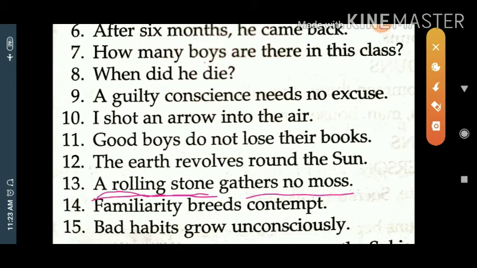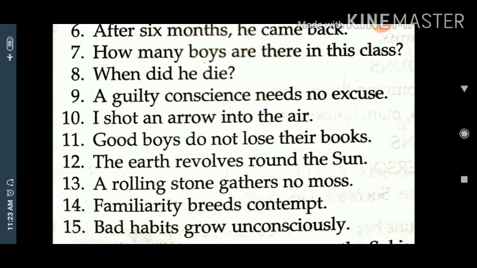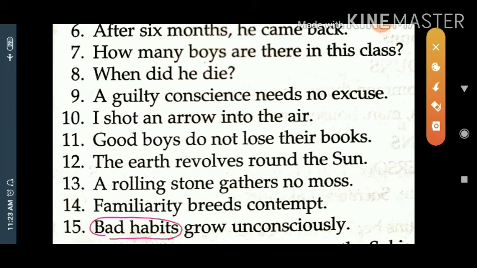Next to that, familiarity breeds contempt. What breeds? Familiarity. So familiarity is the subject. The remaining part, breeds contempt, that is the predicate. Next to that, bad habits grow unconsciously. Who grows? Bad habits. So what is this, bad habits? Bad habits is equal to the doer of an action. That is the subject. Grow unconsciously, that is the predicate.